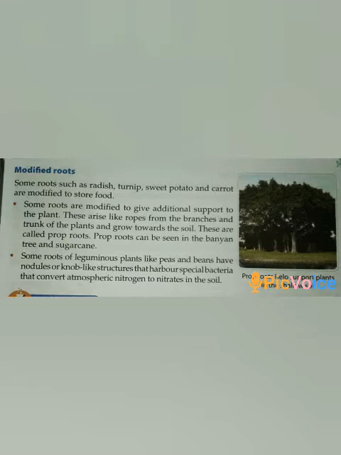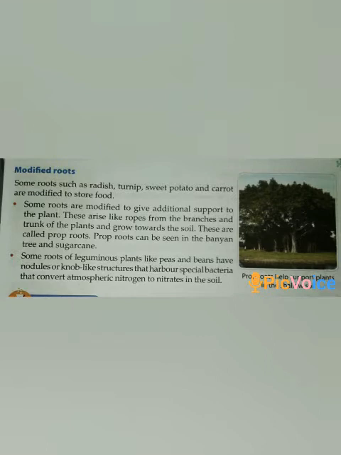Modified roots. Some roots such as radish, turnip, sweet potato and carrot are modified to store food. Some roots are modified to give additional support to the plant. These arise like ropes from the branches and trunk of the plants and grow towards the soil. These are called prop roots. Prop roots can be seen in the banyan tree and sugarcane.